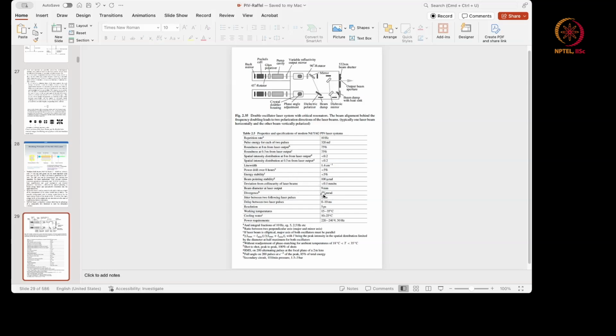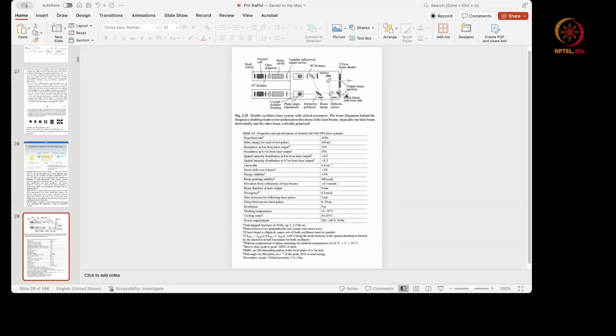Then there is a divergence, because the light actually diverges a little bit. Then there is jitter between 2 laser pulses. Then there is delay. The delay can be anywhere between 0 to 10 milliseconds. We can adjust the delays. The lasing duration is usually of the order of nanoseconds. And the working temperature is within room temperature, generally not in a very hot environment. So this is the kind of laser.